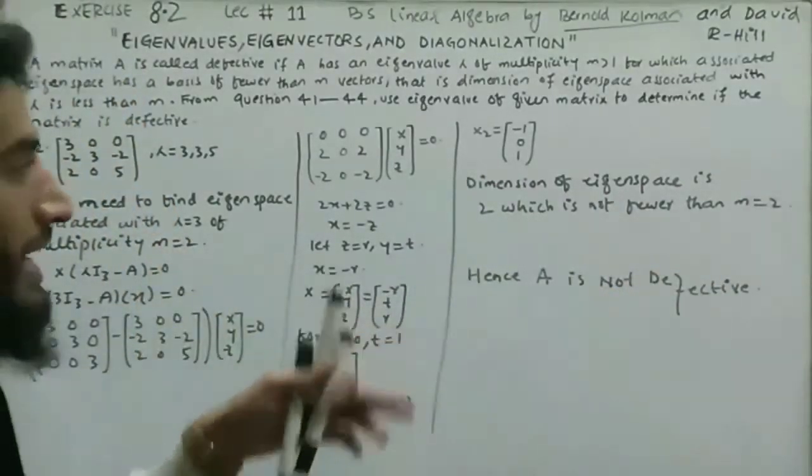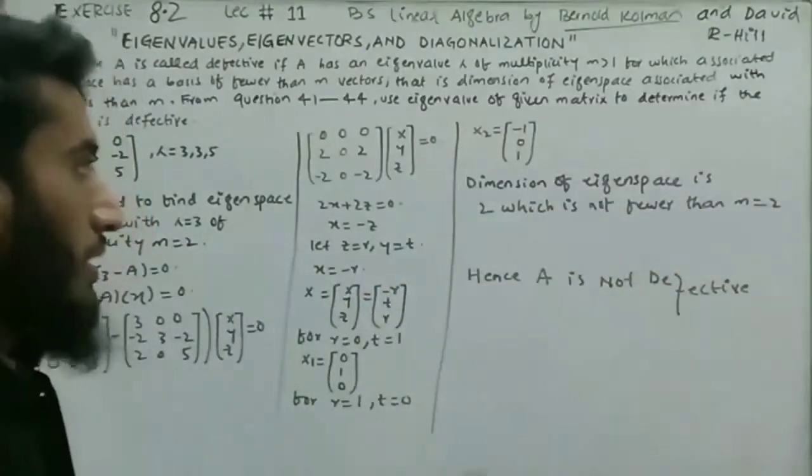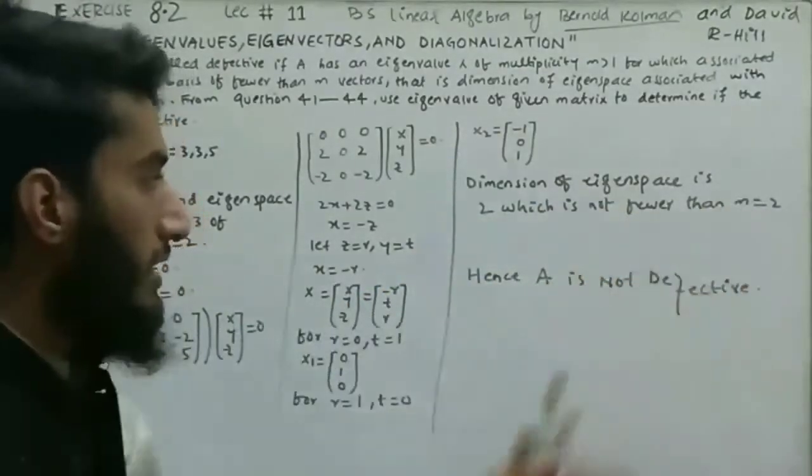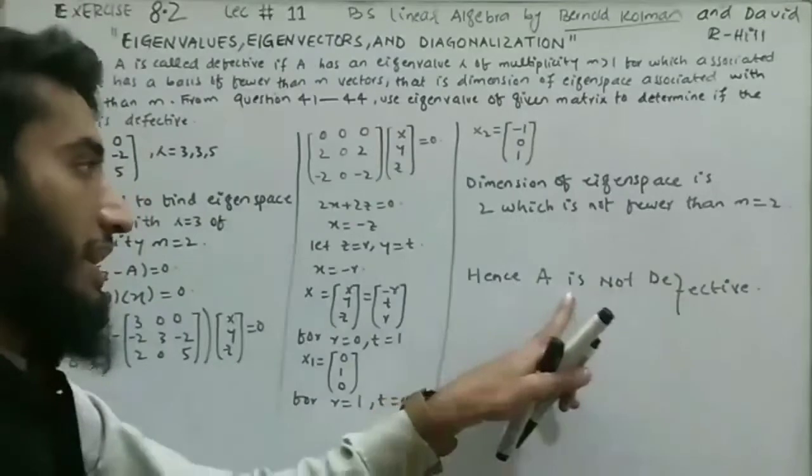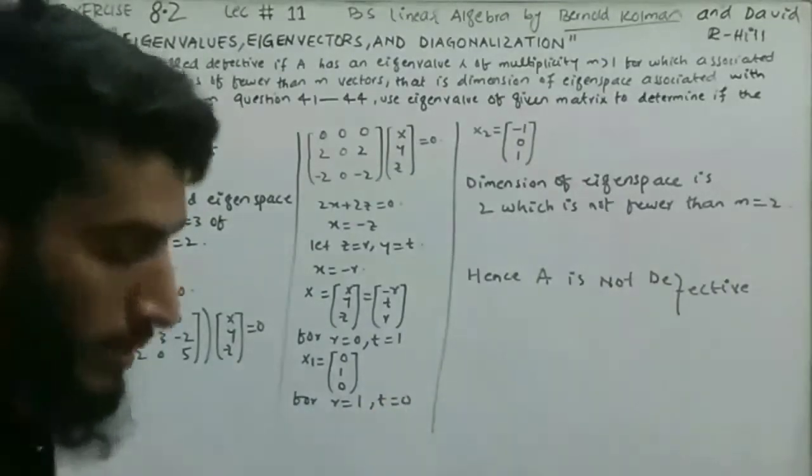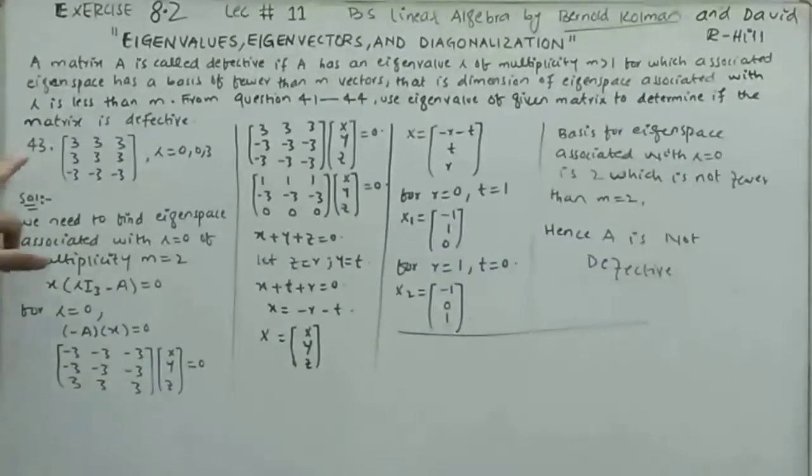It is not pure, because the dimension of the eigenspace is 2, which is equal to m is equal to 2. It means that the given matrix A is not defective. Now move towards question number 43.